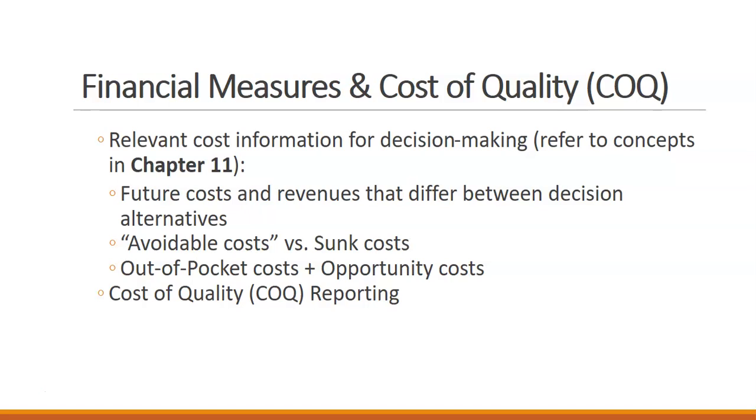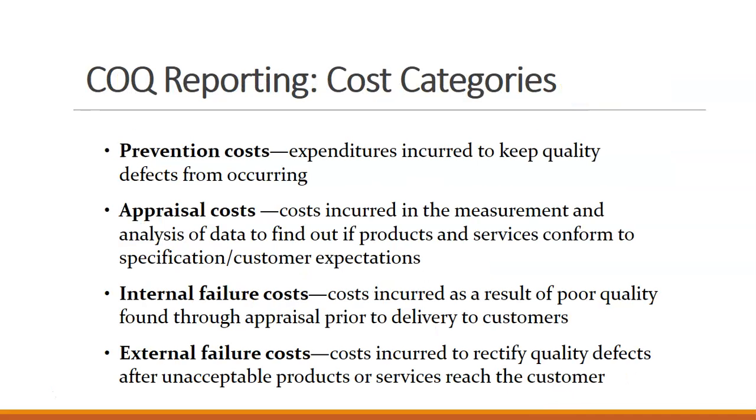cost of quality reporting. So many of our cost of quality help us to avoid avoidable costs. So future costs that can be avoided by choosing one decision over another. So if we decide to spend money on cost of quality or prevention, then we're going to avoid failure costs from having scrap work or other things. So we have our four measures of quality, our cost categories.